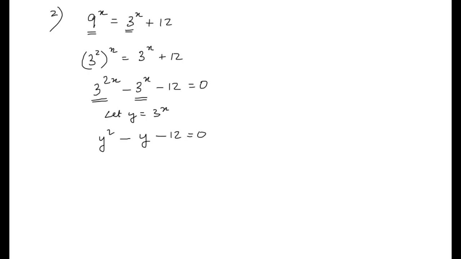So that gives me y is equal to 4 and y is equal to minus 3. Now y was actually 3 to the power of x, so that means that 3 to the power of x is equal to 4 and 3 to the power of x is equal to negative 3. Now for this term here, there is no value of x that can give me a negative value, and therefore we're going to discard this.